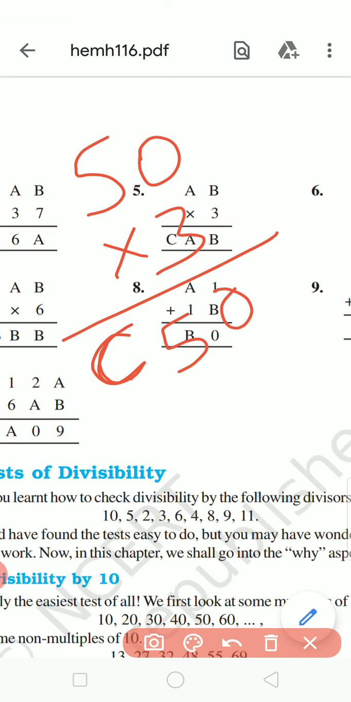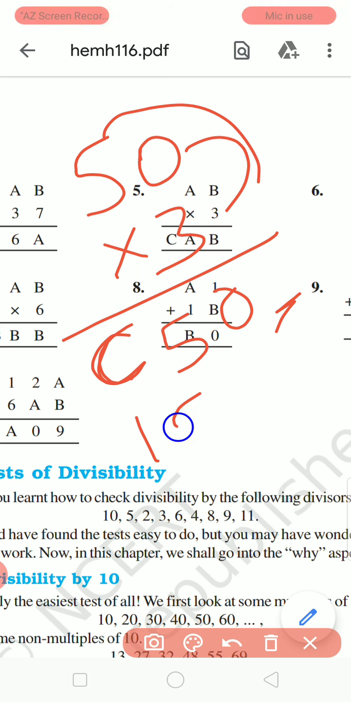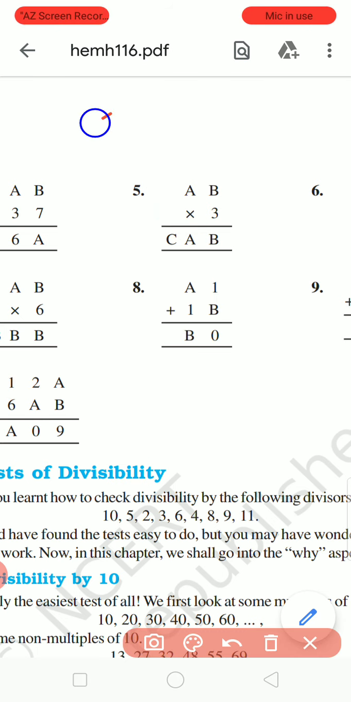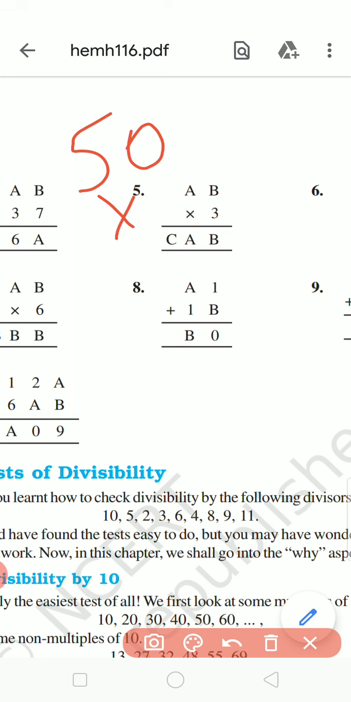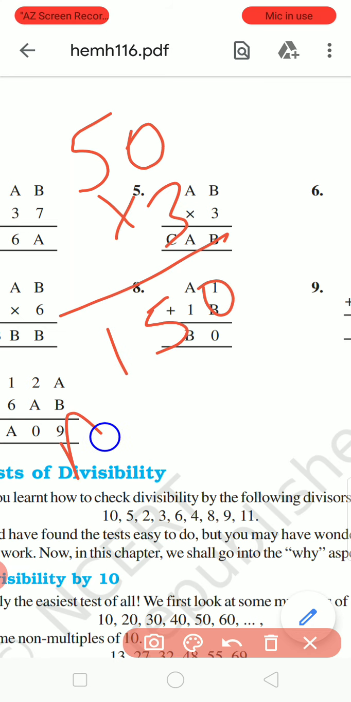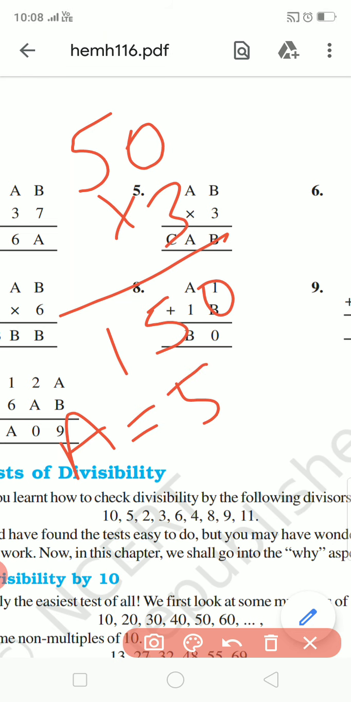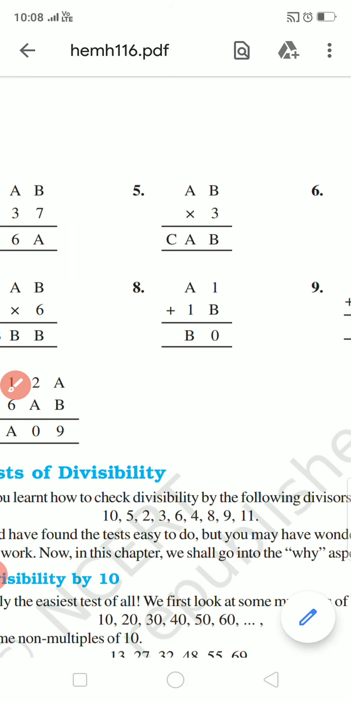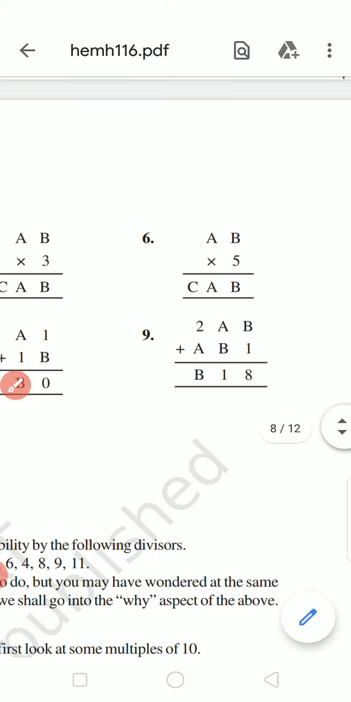Now we get two values, A and B. So C can be any number. 3 zeros are 0, 3 fives are 15, right? So C will be 1. So now at last we can write it as 50 multiplied by 3, that is 150. In that, A is 5, B is 0, and C is 1. Okay, so you can check any other values also.